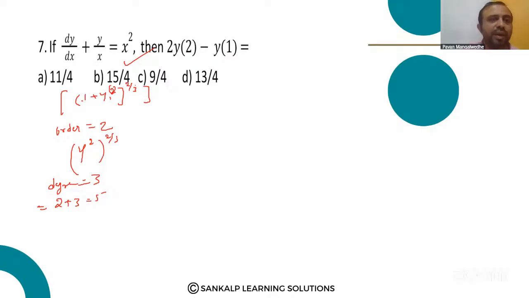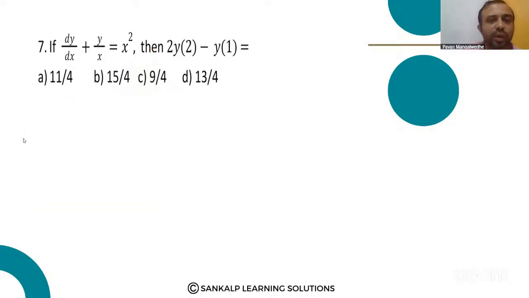If dy by dx plus y by x is x square, then 2y of 2 minus y of 1 is what? Option A is 11 by 4, option B is 15 by 4, option C is 9 by 4, and option D is 13 by 4. Just try to calculate this. 10 seconds for you.